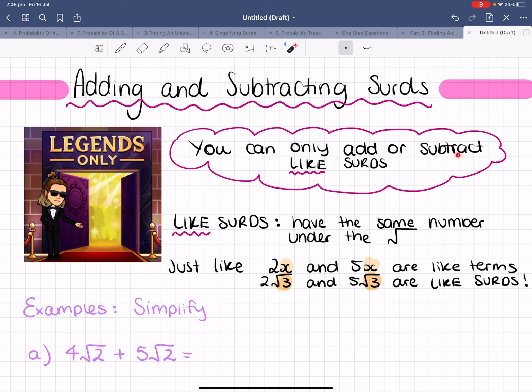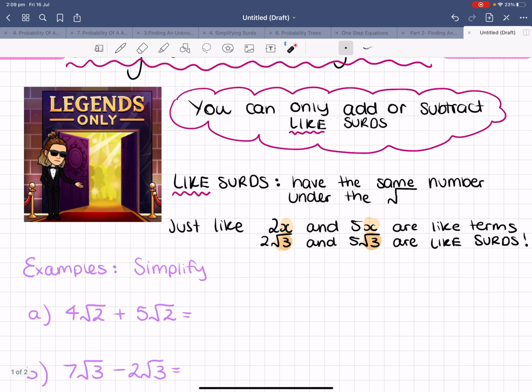You can only add or subtract like surds. So it's kind of like terms in algebra, but it's like surds. A like surd has the same number underneath the square root symbol. Just like 2x and 5x are like terms in algebra, 2 square root 3 and 5 square root 3 are like surds because they've got the same number underneath the square root symbol. You can treat it like an x. You literally treat it like an algebra variable.